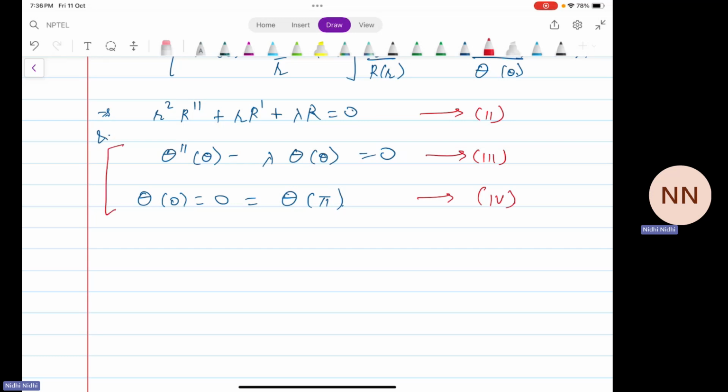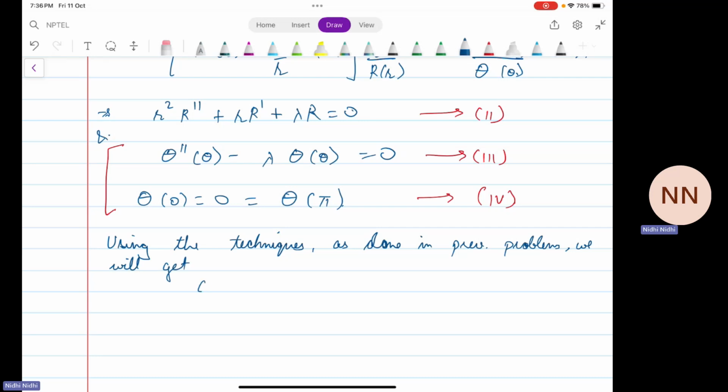Third, fourth is again a Sturm-Liouville kind of problem. You can solve it by taking various different cases for lambda, and again you will end up with the fact that this problem will have non-trivial solution only in the case lambda non-zero, lambda negative, and so using the techniques as done in previous problems, we will get theta.